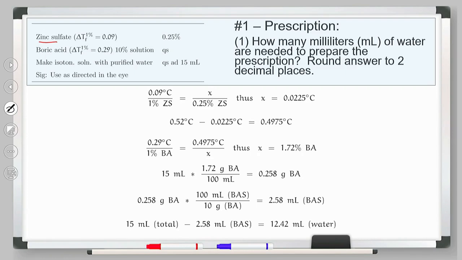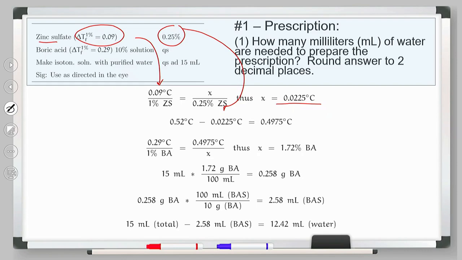So let's take its delta TF 1%, which means for every 1% concentration of zinc sulfate, I get a 0.09 degree depression in temperature. So that was given. Then I'm going to take the desired concentration. I don't want a 1%, I want a 0.25% concentration. So if I set that proportion up and cross multiply, I get x times 1 equal to 0.09 times 0.25, and so I get my answer there at 0.0225 degrees. That's how much my concentration of zinc sulfate will lower the temperature.